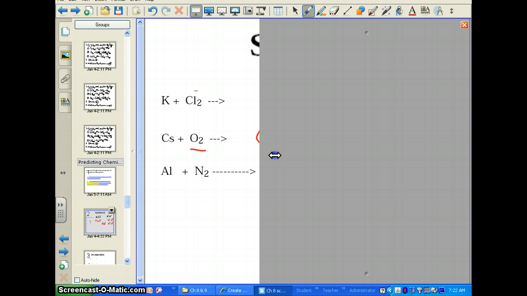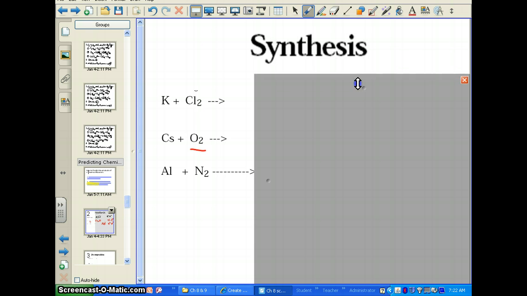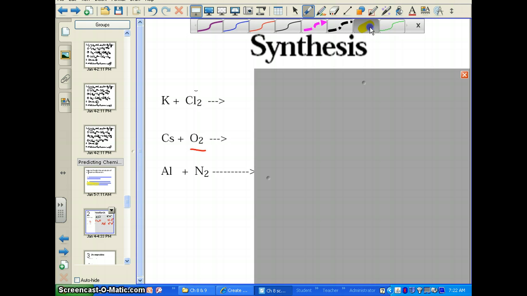If we look at each of these reactions, and if we're told ahead of time that these reactions are synthesis, then we can look at the reactants, the starting materials. In this case, the first one is potassium and chlorine that are going to react. A synthesis reaction is one where you have two starting materials and they produce one product.